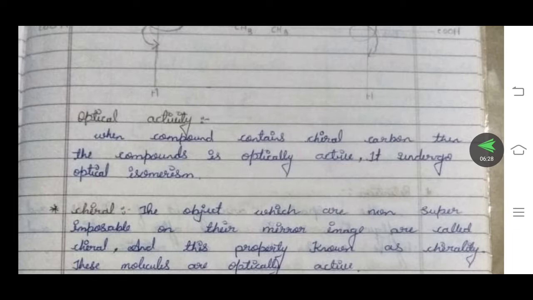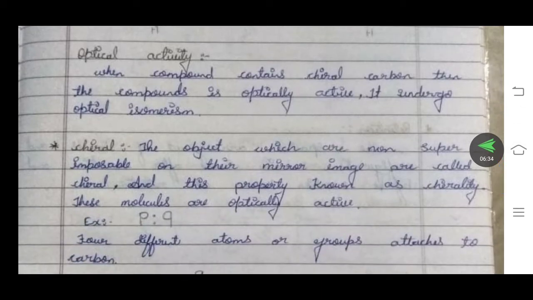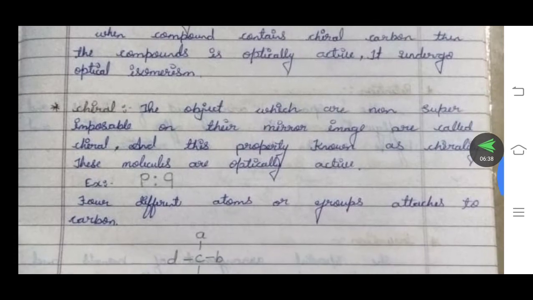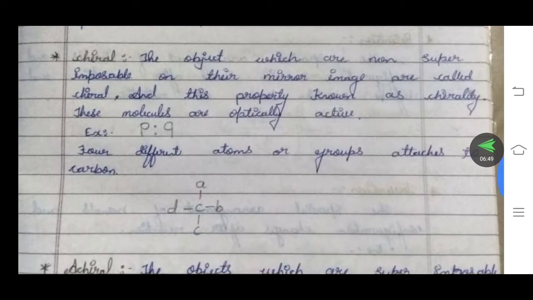When a compound contains a chiral carbon, then the compound is optically active. It undergoes optical isomerism. So what is chiral? Objects which are non-superimposable on their mirror image are called chiral, and their property is known as chirality. These molecules are optically active. See the example.